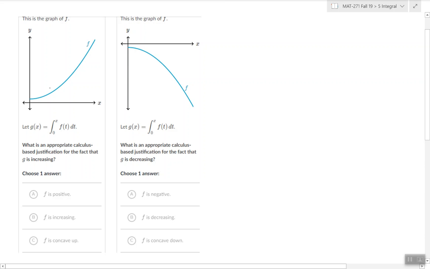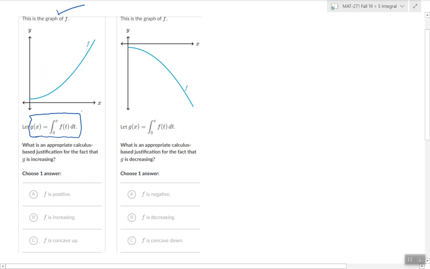We're given a graph of a function f, and we're given a definition of a function. I'm going to first look just at this first one over here. So let's focus on this first example. Given a graph of a function f, given a definition of a function g of x is the accumulation function, right? I'm integrating from 0 to x, f of t dt.